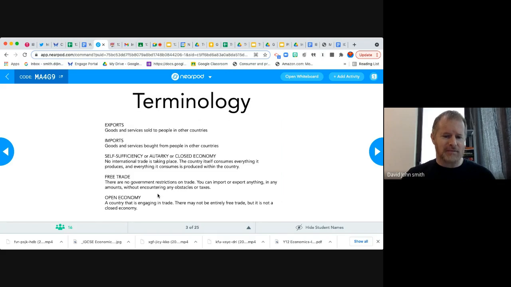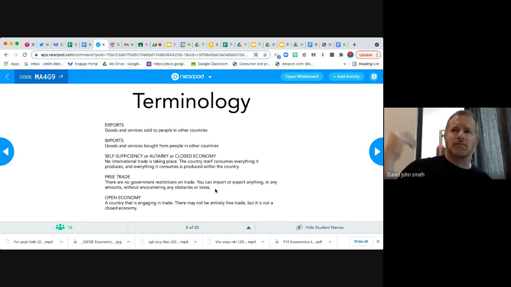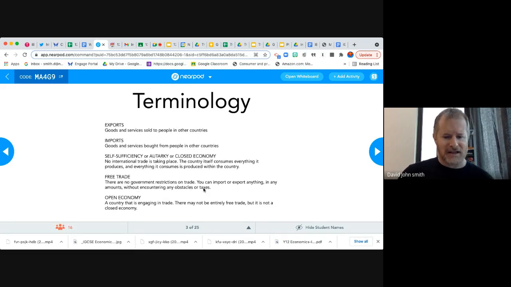Free trade is when there are no government restrictions at all on trade. You're able to import or export anything in any amounts, and there are no obstacles at all, no taxes, no restrictions on what you can import or export, no restrictions on quantity, no paperwork to fill in, none of the usual paperwork or costs that you might consider with regards to trade. If it's purely free trade, none of those are there.